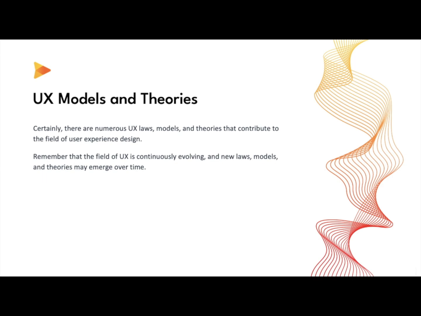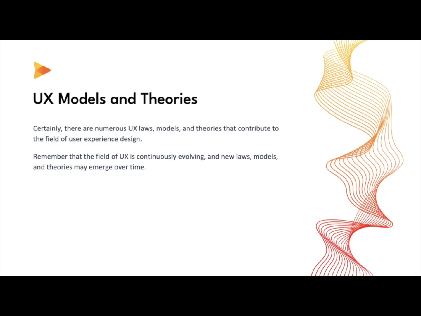Those laws were just related to little elements. Laws are basically related to little elements or groupings or sections or components of your app. UX models and theories are more concerned with the whole product building activity and how you are going to design your product from beginning to end.